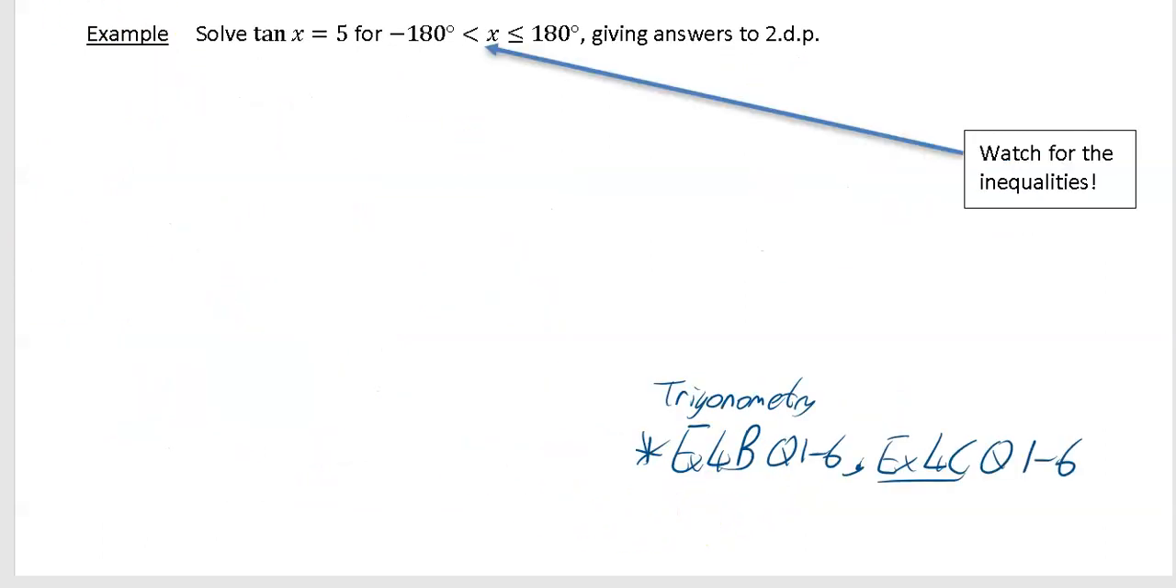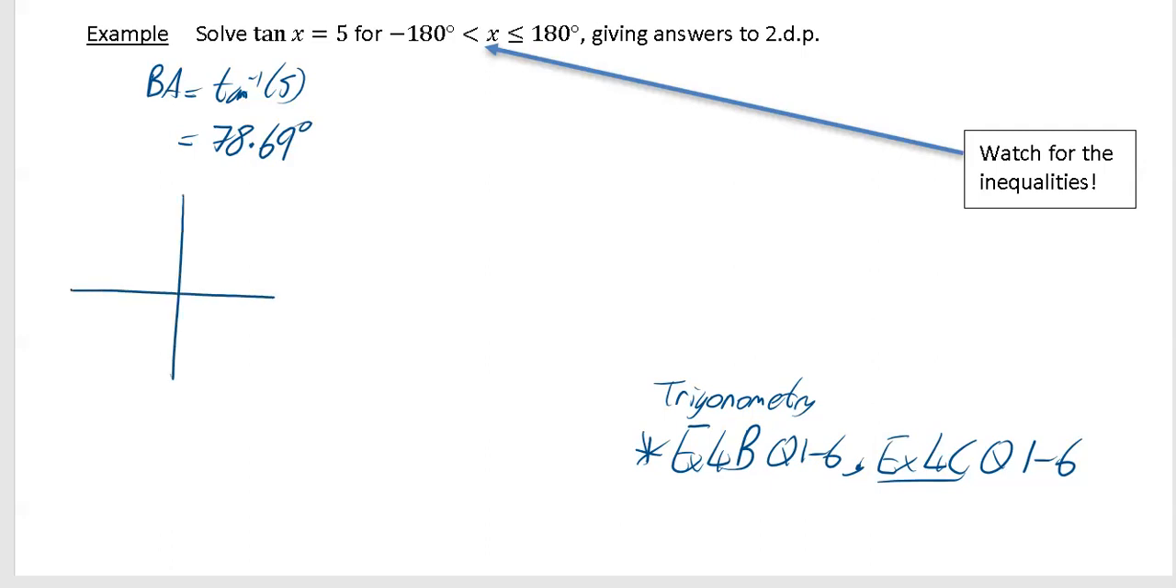Okay, last example before we're on to the next exercise. This one says solve tan x is equal to 5 for minus 180 to plus 180. So it says give your answers to 2 decimal places this time. Hopefully I've done that in my answer. So basic angle first of all, and how you get your basic angle is tan to the minus 1 of 5. I'll just write that in this time. Tan to the minus 1 of 5, and then hit equals, and I got 78.69 degrees.